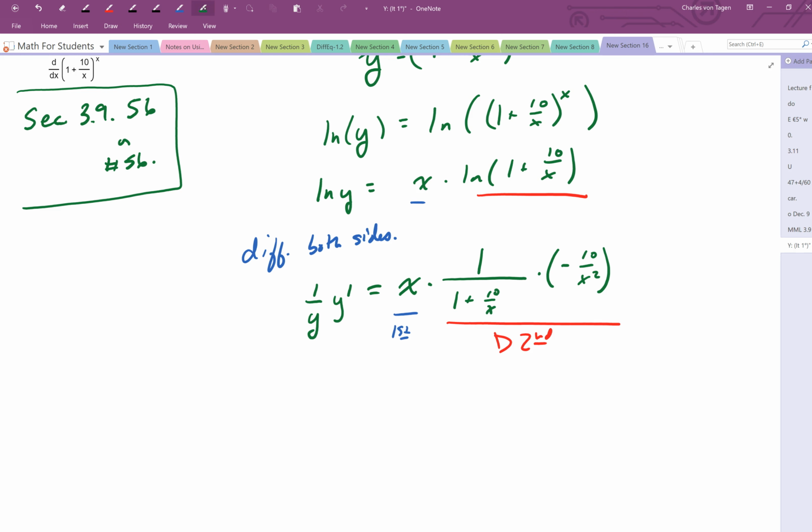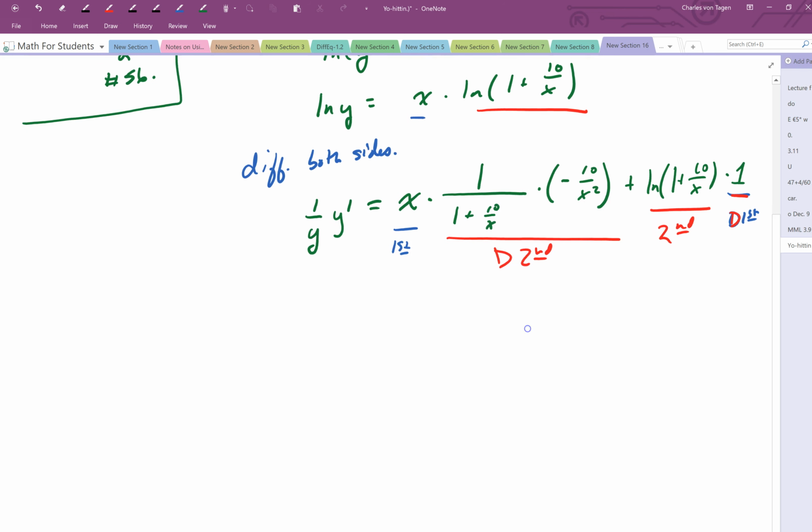Then I can go ahead and add to that the second, which is the natural log of 1 plus 10 over x, and then times the derivative of the first term, which is 1. So let's just get caught up here. This was our second term, and then times the derivative of the first. Okay. So let's see what we can do to clean this up some.